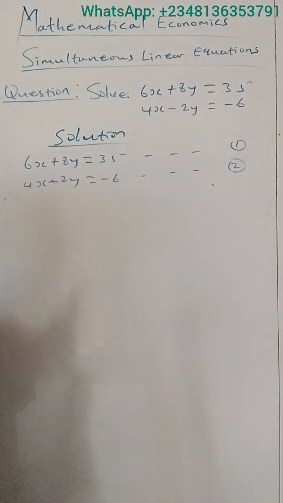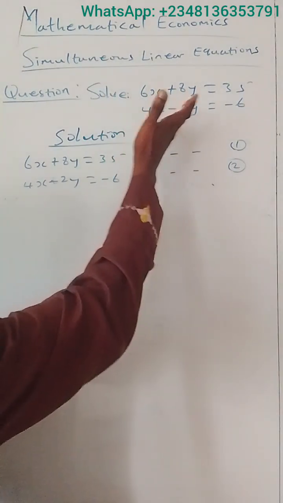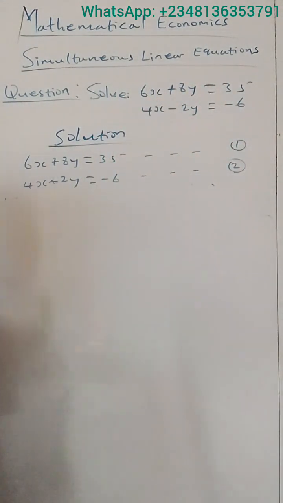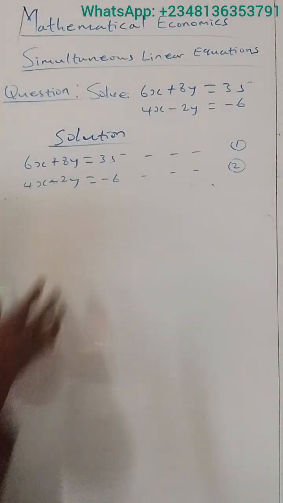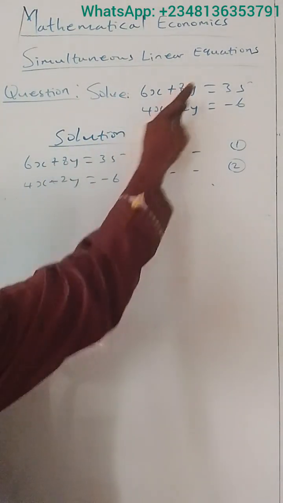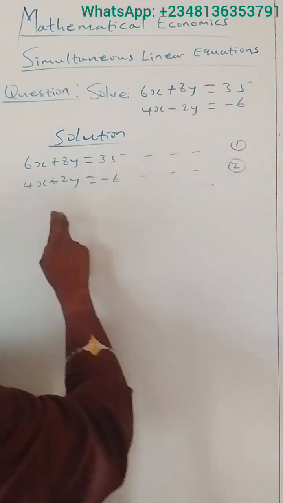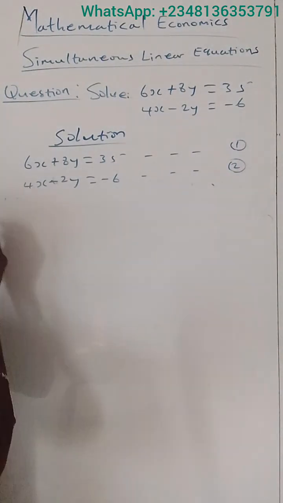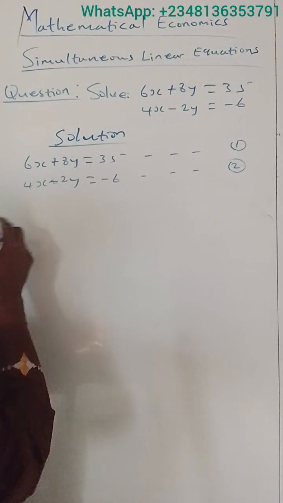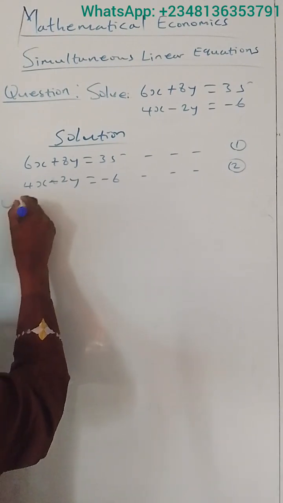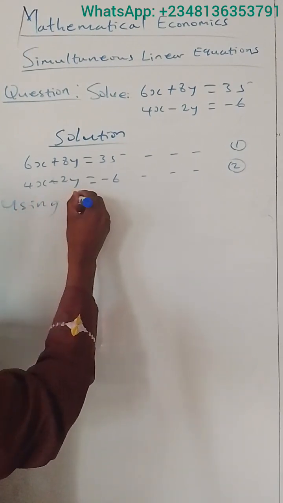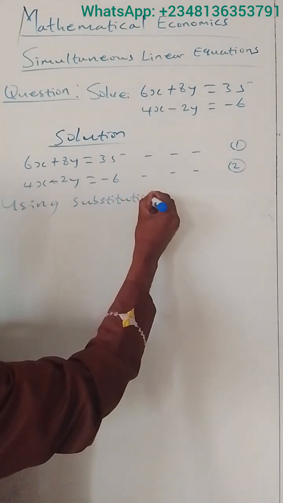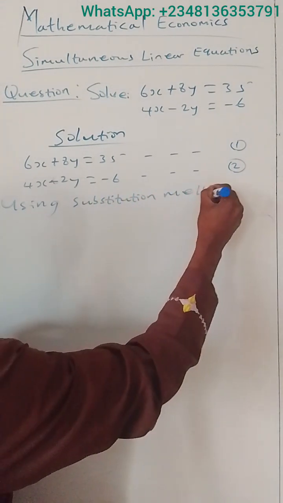Like I said in the previous video, whenever you are given a question on simultaneous equations, the first step is to write out both equations and make them equation 1 and 2. This is what I've done here. You can see the first equation is named equation 1 and the second equation is named equation 2. Then the next step is to write the method I want to apply. So here, I want to apply the substitution method.